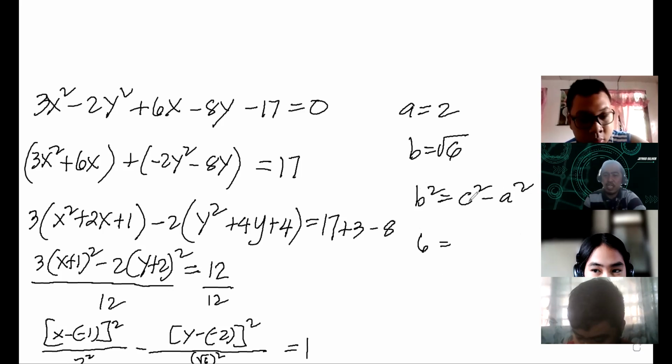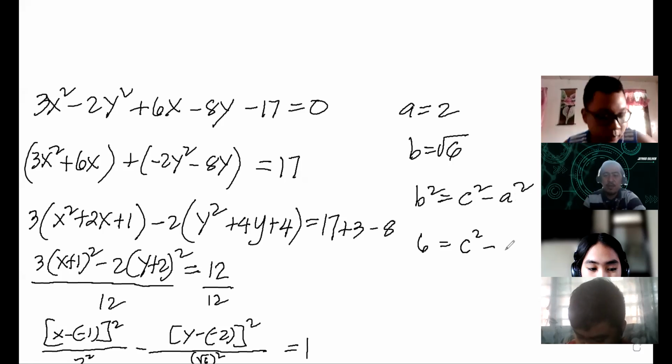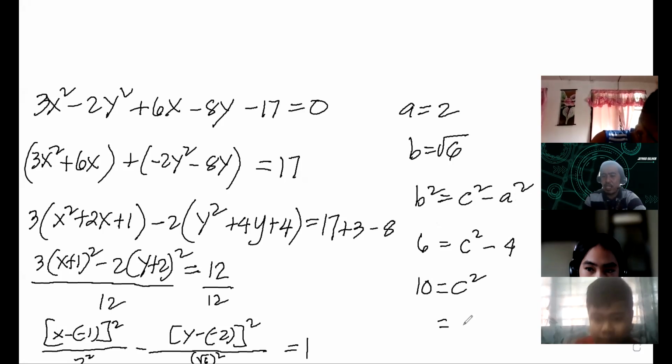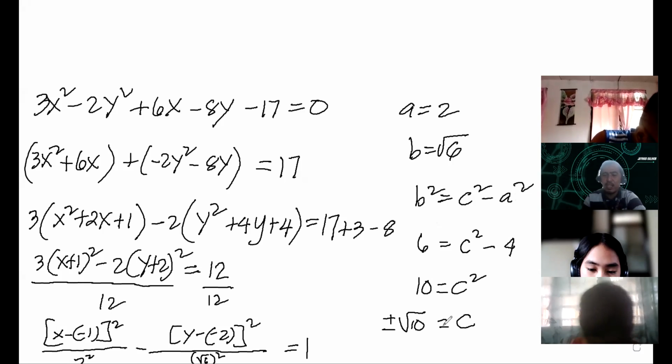What is your C squared? Just copy it, squared lang siya. What is your A squared? 4, sir. If you transfer that to the other side, it becomes 10 equal to C squared, right? So C should be plus or minus square root of 10. Agree? Yes, sir. Okay.